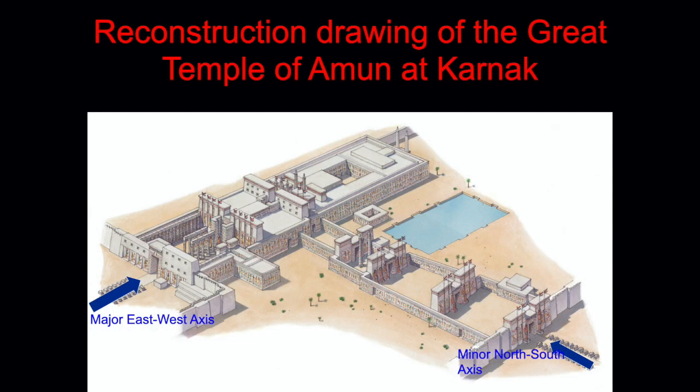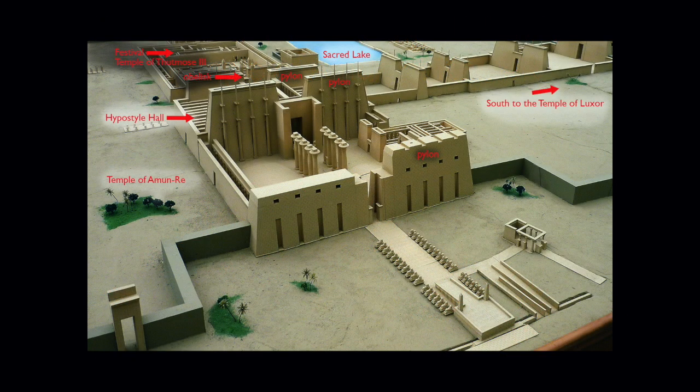There are two axes that define the architecture of Karnak. The major axis is west-east, and it follows the path of the sun, and it's perpendicular to the Nile. And then there's a smaller north-south axis that runs parallel to the Nile. The pylons, or gateways, in the temple represent the horizon. That's why you can see them on the east-west axis.